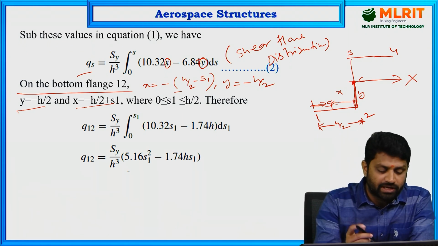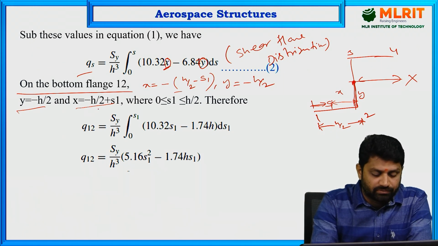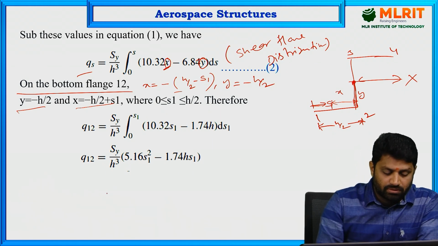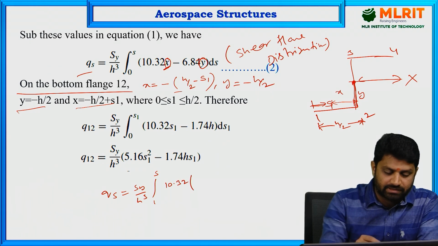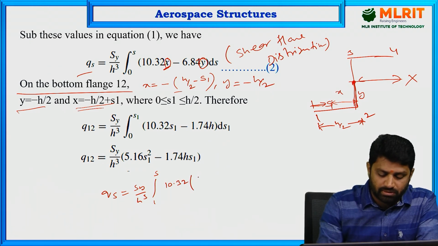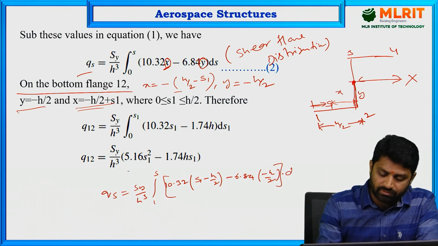So when you substitute here in place of x, what you are going to get is minus h by 2 plus s1. This you can substitute. Qs equals sy by h cube integral 0 to s, 10.32. In place of x you can substitute s1 minus h by 2 minus 6.84. In place of y you can substitute minus h by 2 into ds1.